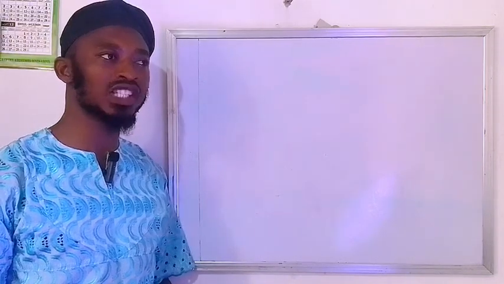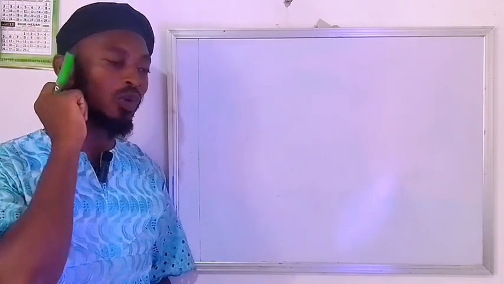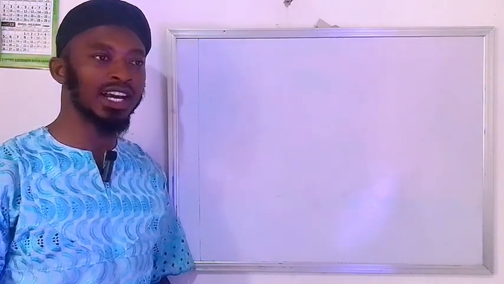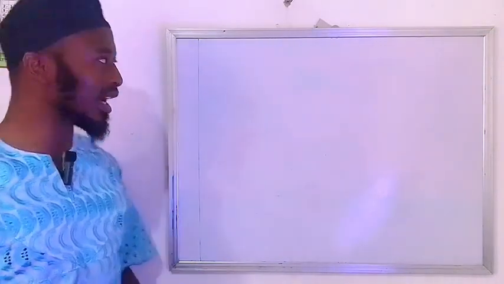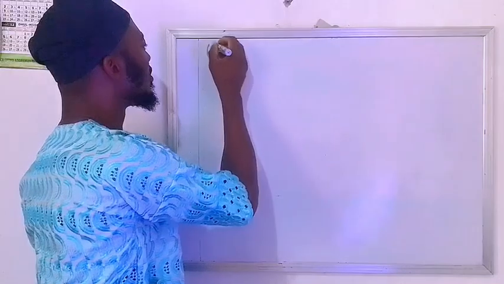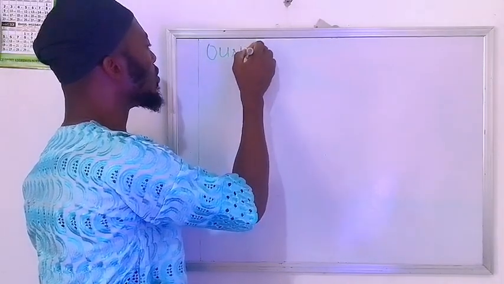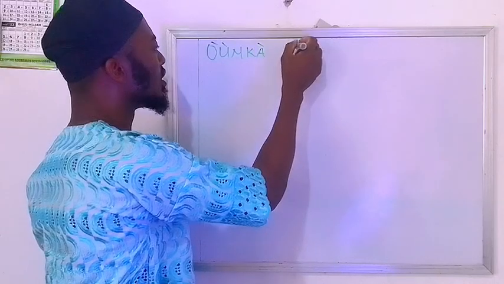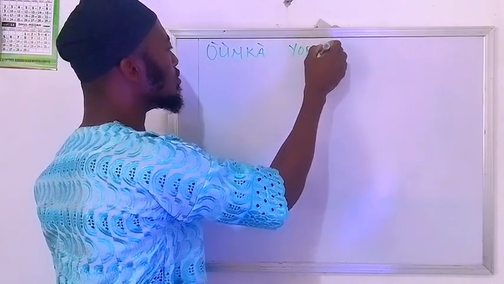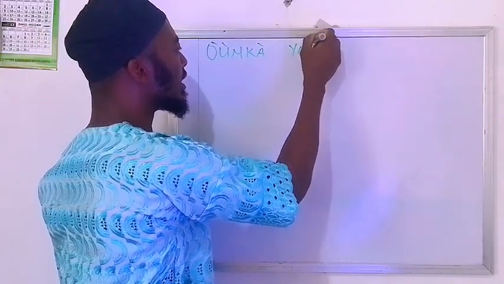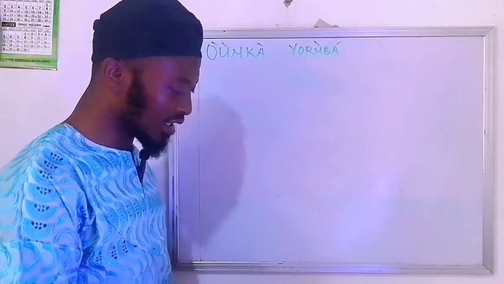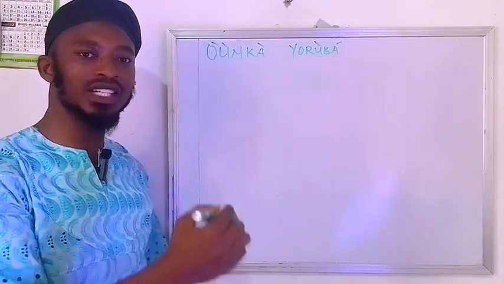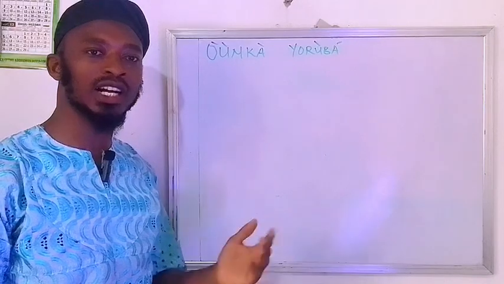Today we are going to be starting a very long topic that we are going to be breaking into a series, and that is Òǹkà Yorùbá. Òǹkà Yorùbá means the Yoruba number system, or the Yoruba counting system.